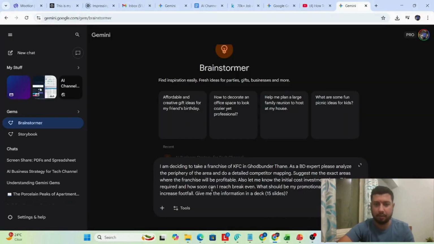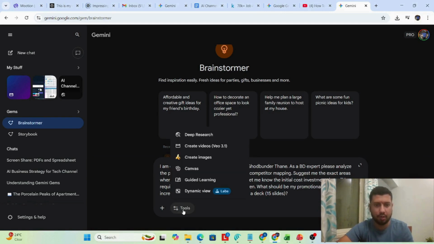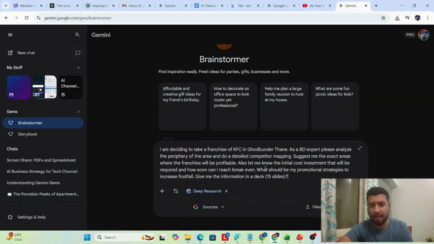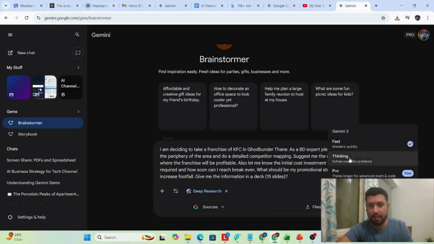As you type the prompt, there are a few things you have to be careful about. Go to tools and click on deep research, because this is a business proposal and you don't want anything wrong to happen. And go over here and click on thinking, which solves complex problems. Once you have done that, you submit.